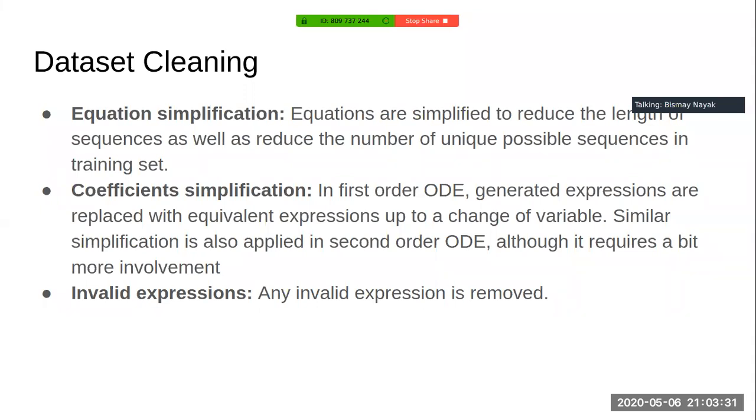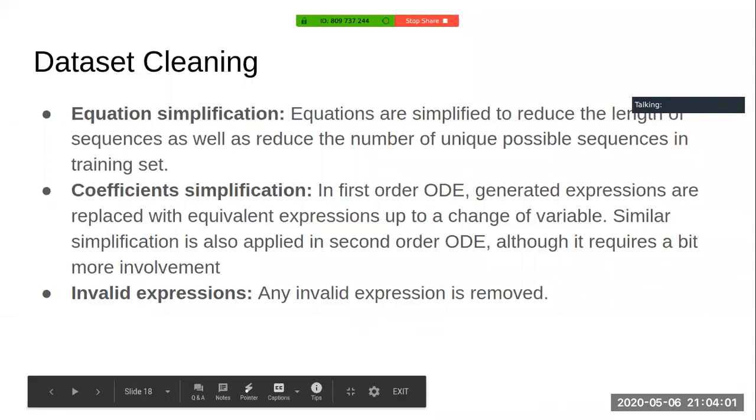There is also a coefficient simplification where we'll just merge together variables of expressions that are equivalent up to a change in variable. For example, in a particular expression with x plus log x, x plus x square plus 2x, the expressions with similar variables are x plus 2x, and there is a term with x square. So they will just merge together x plus 2x to form c of x. So this is coefficient simplification.